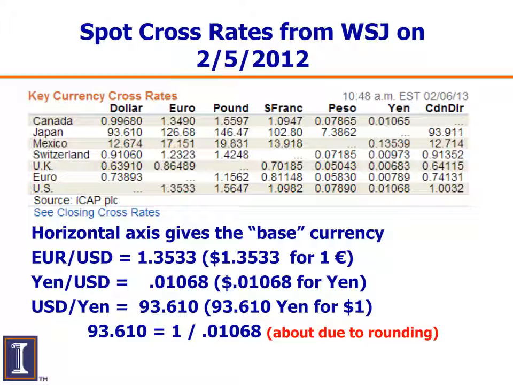and the final currency we give there is US dollar to yen, and that in this case is, find the dollar in the first column. Japanese yen is second row down, so dollar to yen is 93.610. And again, 93.610 equals 1 divided by the yen to US dollar exchange rate of 0.01068.